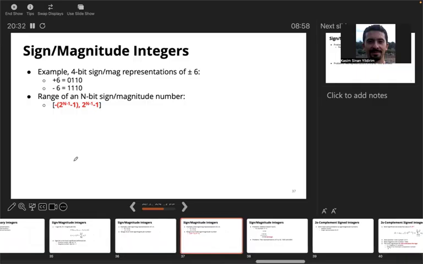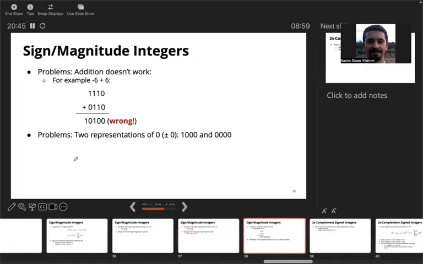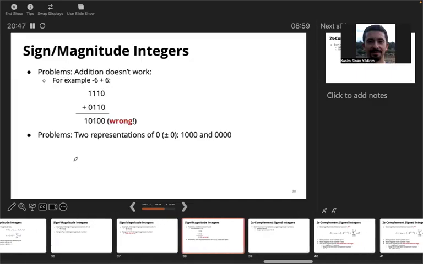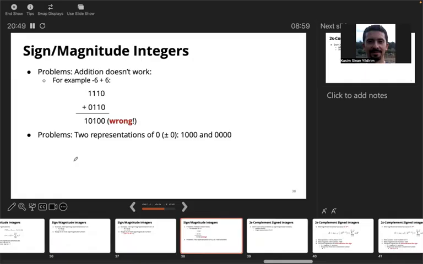As you see, if we have 4 bits, this shows 2 to the power of 3 minus 1, which is 7. So minus 7 to plus 7 are the numbers that we can represent. Okay, so let's perform addition using this representation. Let's add minus 6 and positive 6. If we add up these two numbers, what should we obtain? Basically 0, right?